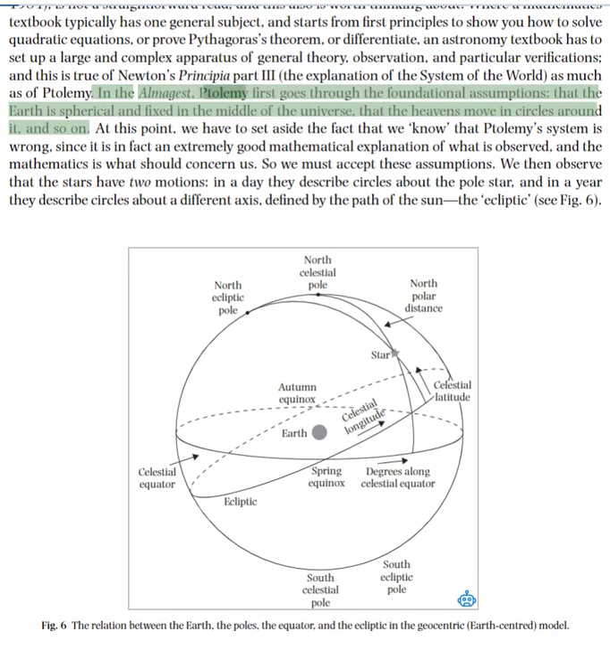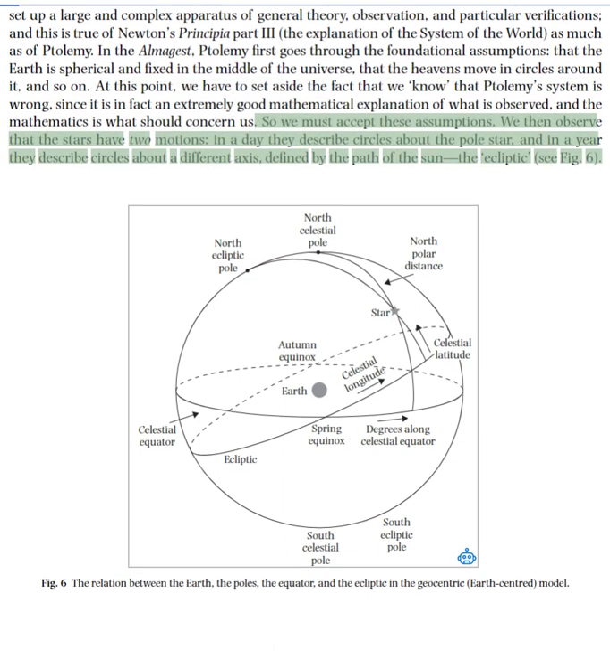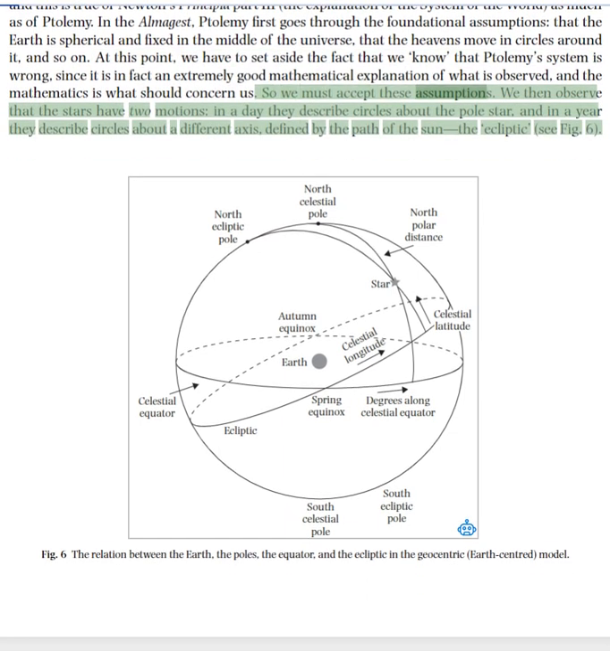In the Almagest, Ptolemy first goes through the foundational assumptions, that the Earth is spherical and fixed in the middle of the universe, that the heavens move in circles around it, and so on. At this point, we have to set aside the fact that we know that Ptolemy's system is wrong, since it is in fact an extremely good mathematical explanation of what is observed, and the mathematics is what should concern us. So we must accept these assumptions.